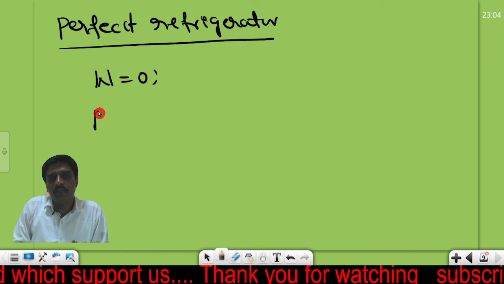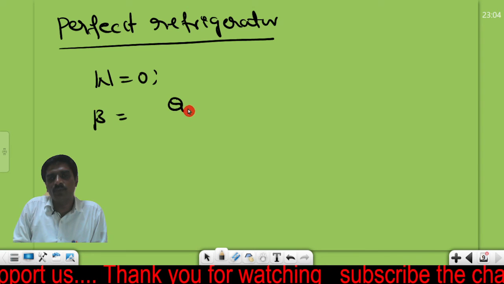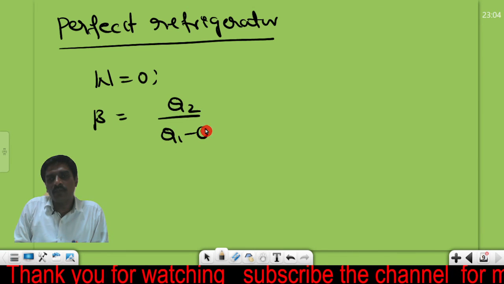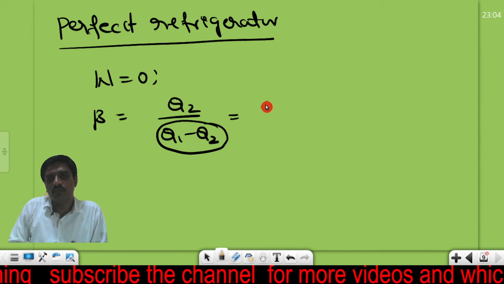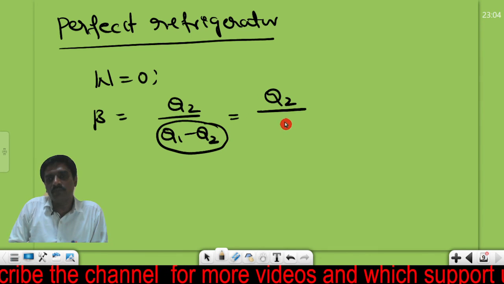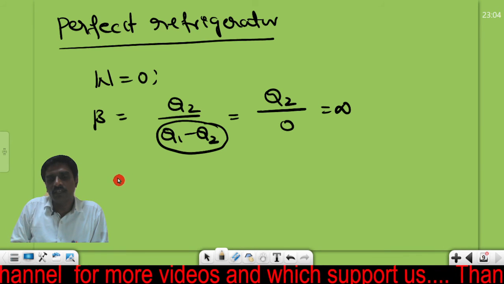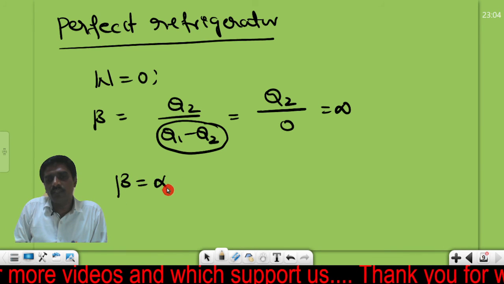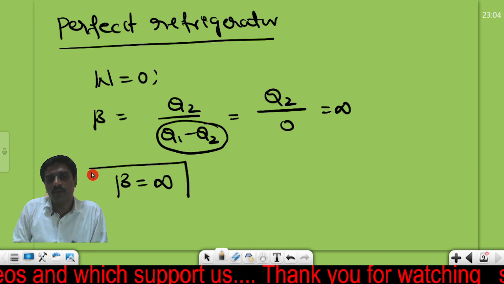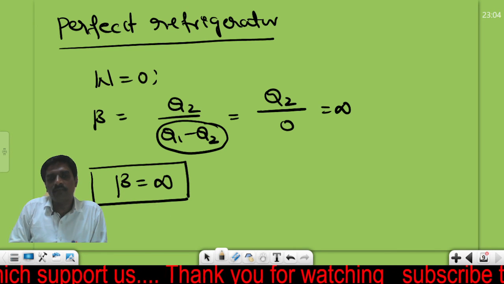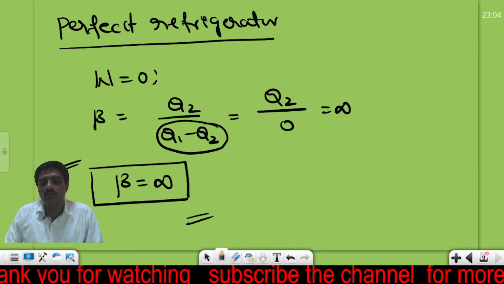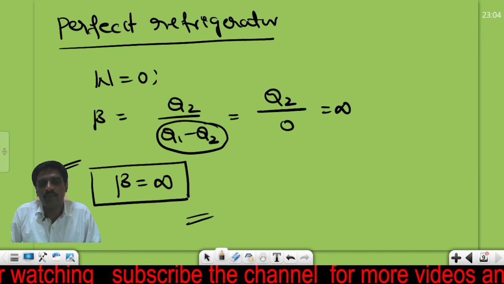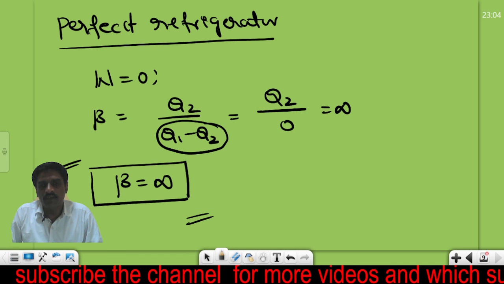Then what can we write for beta? Beta is equal to Q2 divided by Q1 minus Q2. Work is equal to 0, so this value is equal to 0. Then Q2 divided by 0 is equal to infinity. That means for a perfect refrigerator, the coefficient of performance value is equal to infinity. They ask this in competitive exams: beta is equal to infinity for the perfect refrigerator.